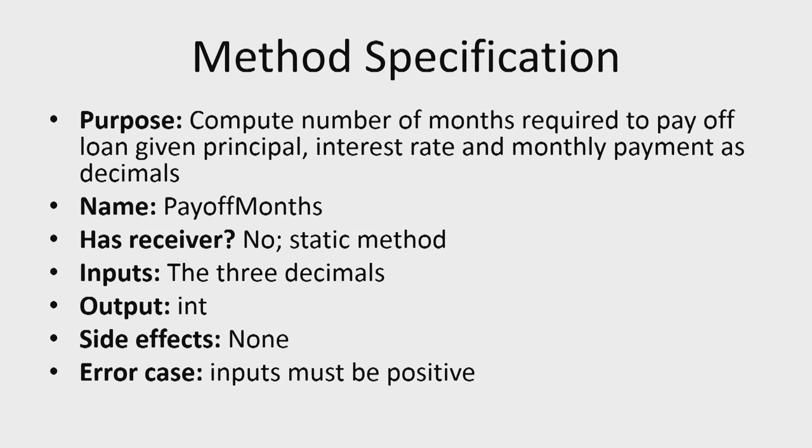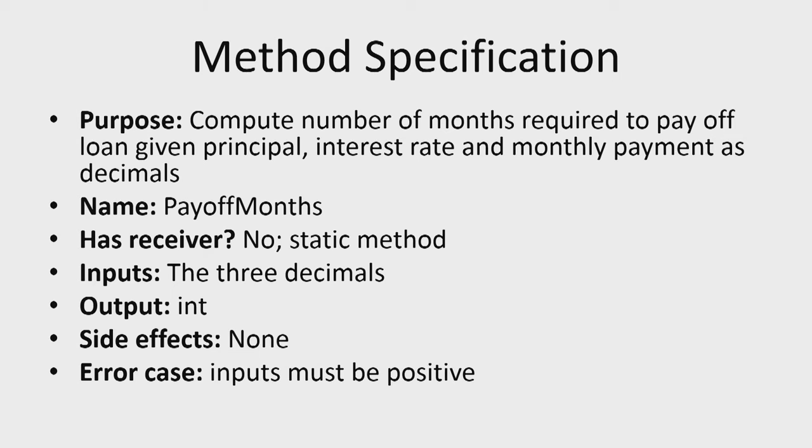I'm going to create a specification for yet another new method. What's the purpose of this method? Well, it's going to compute the number of months required to pay off a loan, given the principal, the interest rate, and the monthly payment as decimals. I'm going to call it payoff months, because that seems like a sensible name. The inputs are the same, the 3 decimals that we've been working with this whole time. The output is going to be an integer number of months that it's going to take to pay this thing off, right? And the inputs have to be positive.